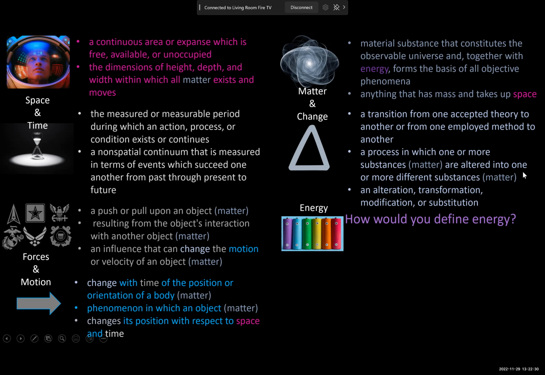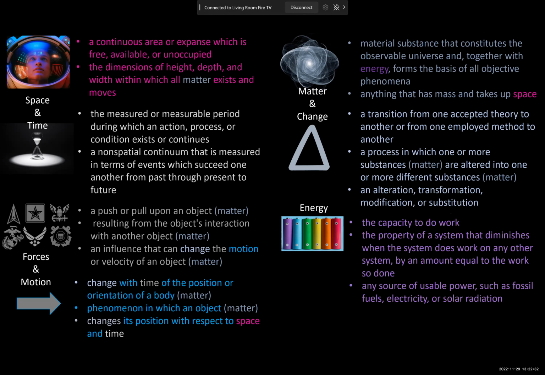All right, Bailey, how about energy? How much of something it takes to change? Okay, that's a good answer. So it's your capacity to do work. That's the big one. And the property of a system diminishes all these other ones. Usable power, capacity to do work is a good one to remember.